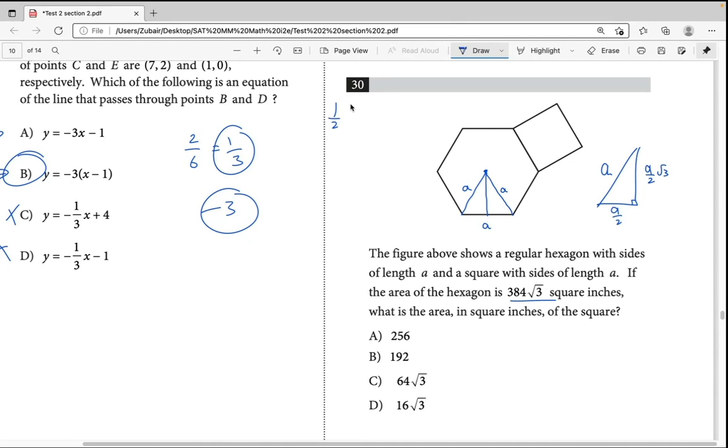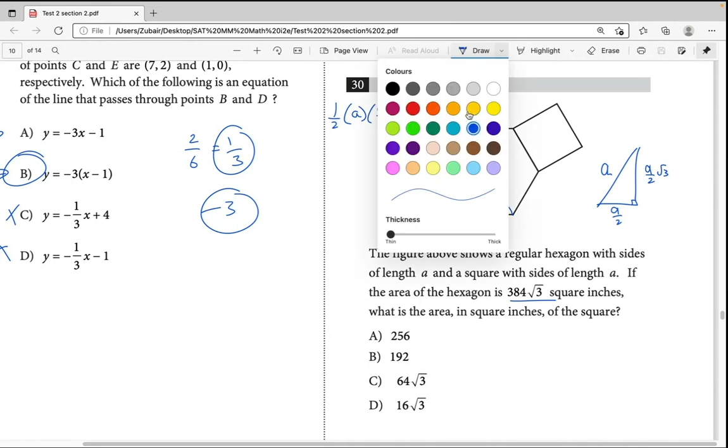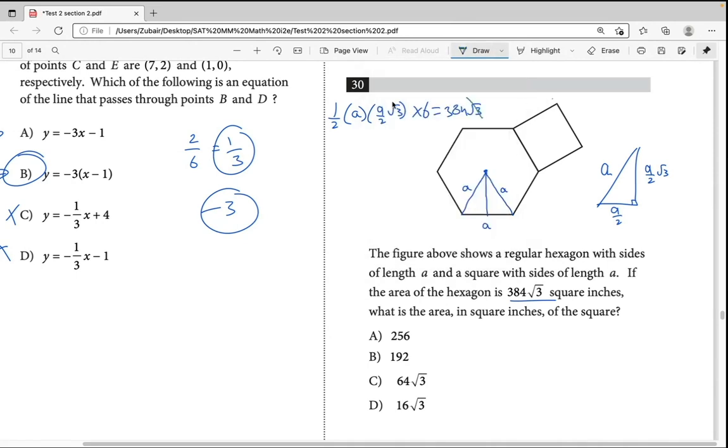So 1 by 2 into base into height, and we have 6 such triangles is equal to 384 square root 3. Square root 3 cancels out. We have 6 by 4 is 3 by 2. A square is equal to 384 into 2 by 3. 384 into 2 by 3 is 256. A square is equal to 256. This is your answer.